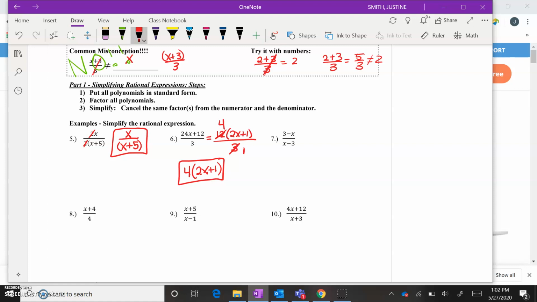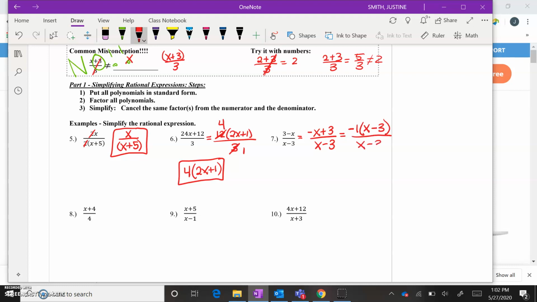Okay, so for number 7, we want to put this in standard form on the top. If we put it in standard form, it would be negative x plus 3 over x minus 3. If you're trying to think about how you could simplify that, we could actually pull out a negative 1 from this negative x plus 3, and that would make it x minus 3, right? If we distributed this back in, it would be negative x plus 3.